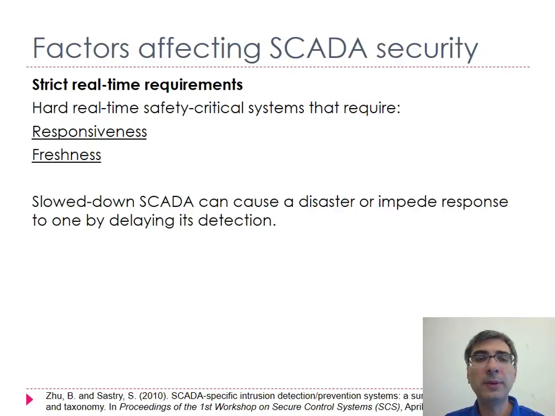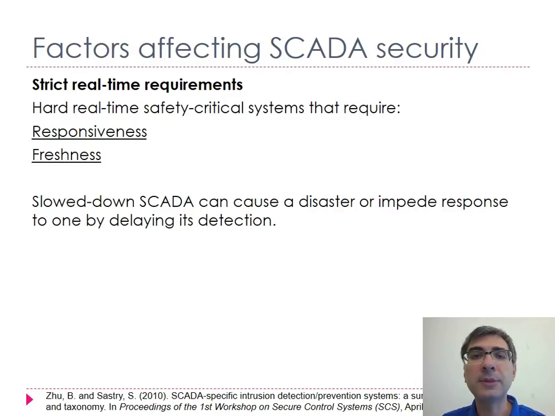Now, up to now, we have talked about the different networking systems, the different networking protocols and standards used in industrial control systems, about Modbus and its weaknesses, about DNP3 and its attempts to improve cybersecurity by having secure authentication. These technical parts are important, but perhaps more important are factors that affect SCADA security more generally, industrial control system security. And this, for a start, is that such systems have very strict real-time requirements. By this we mean that they are safety critical systems.